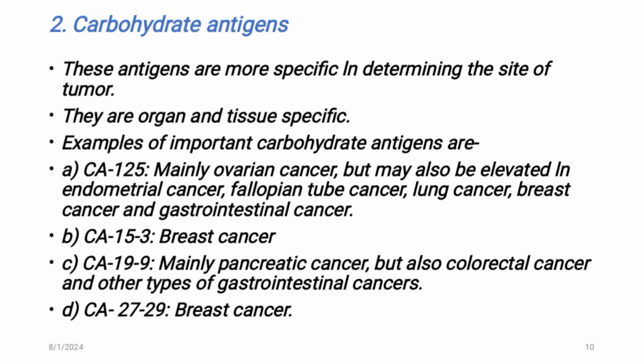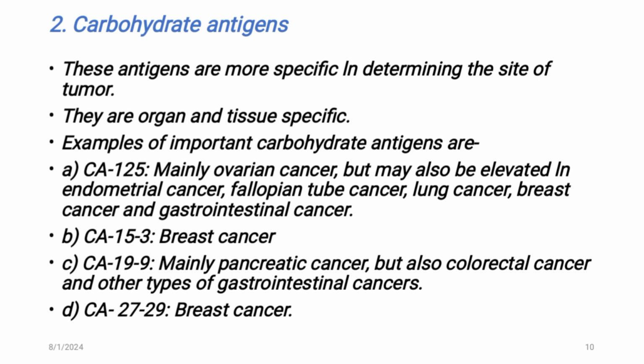CA125, CA15-3, and CA27-29 show breast cancer and also other types of cancers, mainly ovarian cancer. CA125 is a tumor marker for ovarian cancer, but may also be elevated in endometrial cancer, fallopian tube cancer, lung cancer, breast cancer, and gastrointestinal cancer. So CA125 is mostly a tumor marker, and we can get the idea from this that it is mostly increased in the case of female cancers, like these are the parts of the female reproductive system.